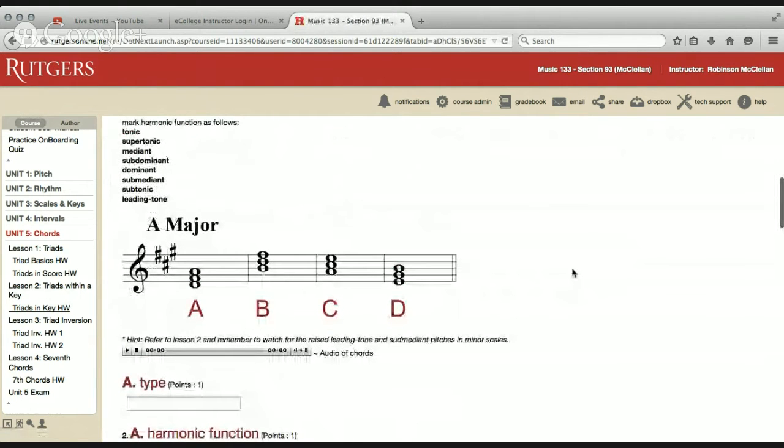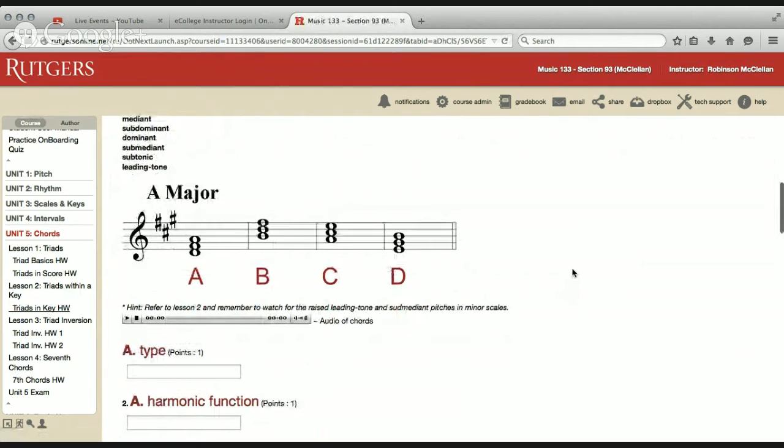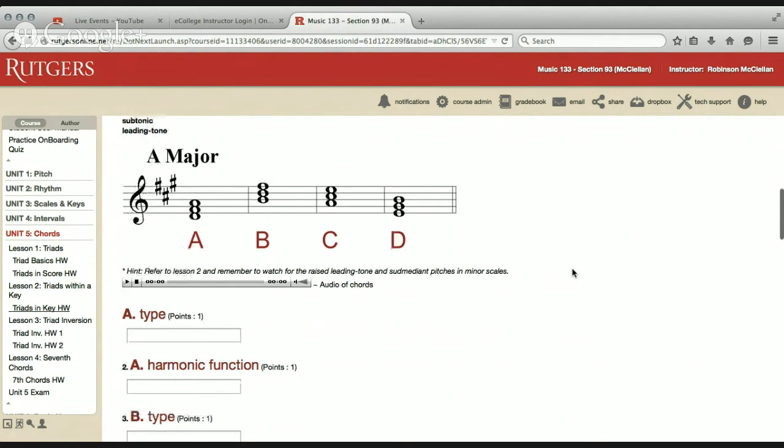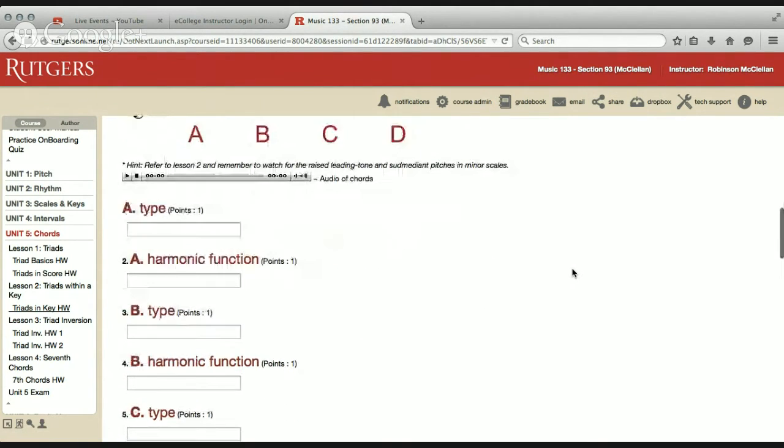Yeah, so triads in the key is again just connecting them back to their context within the key, and again there's a pattern here.